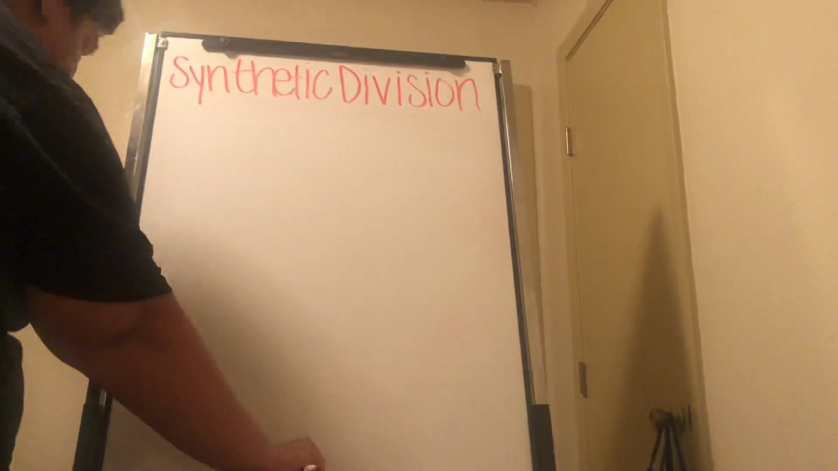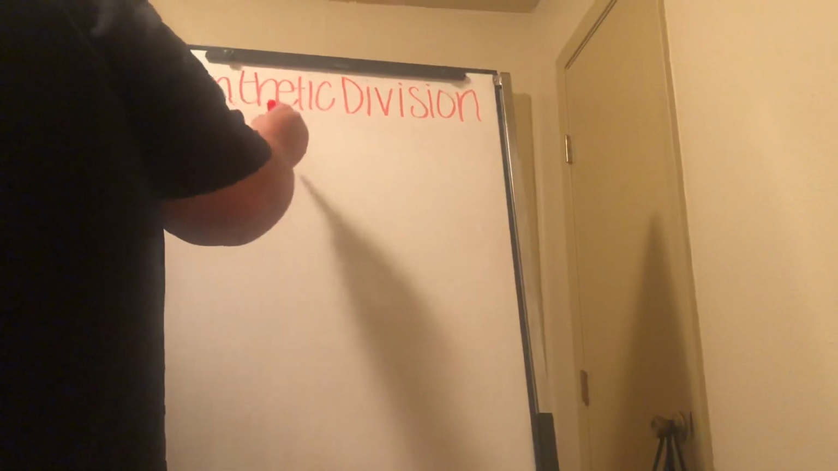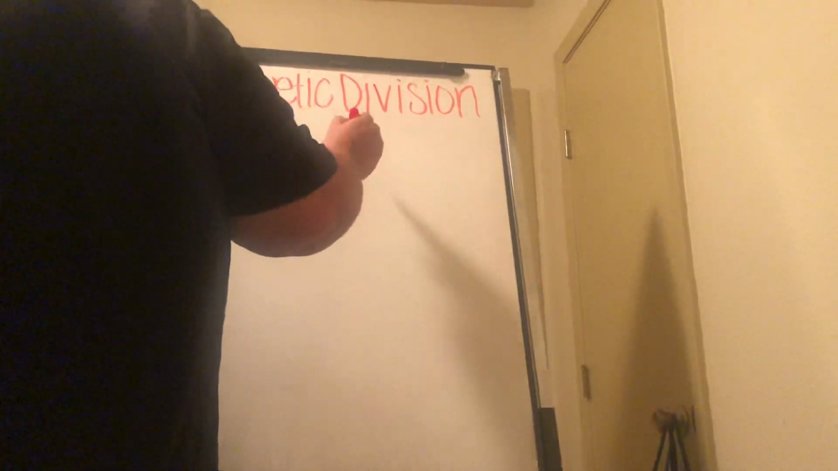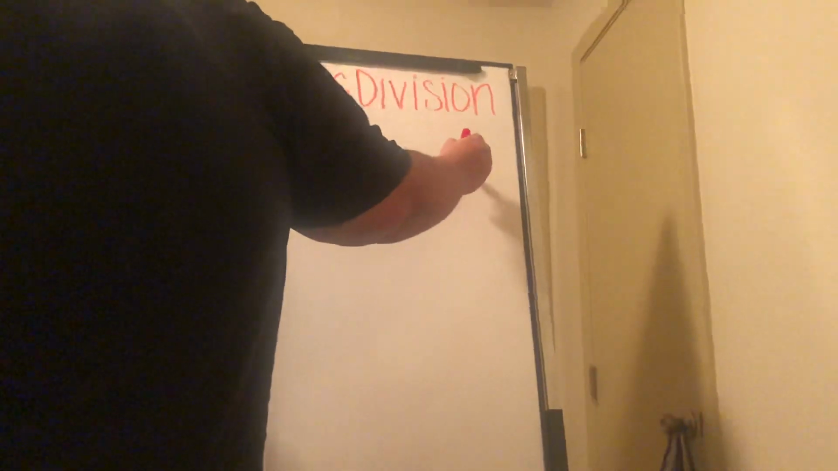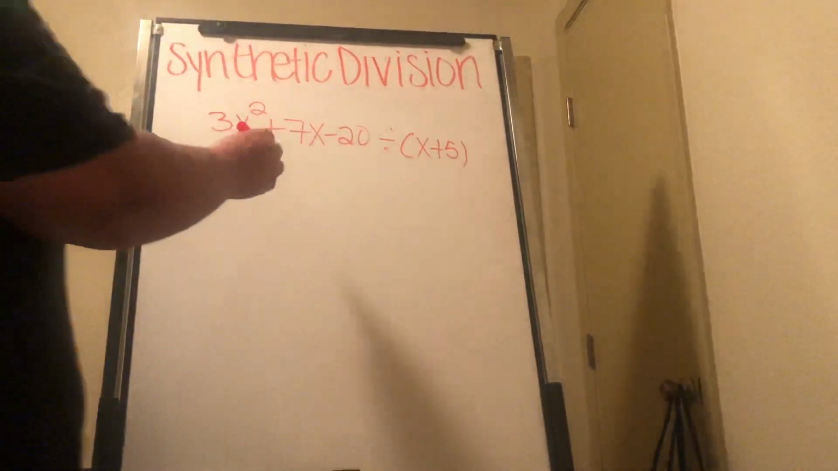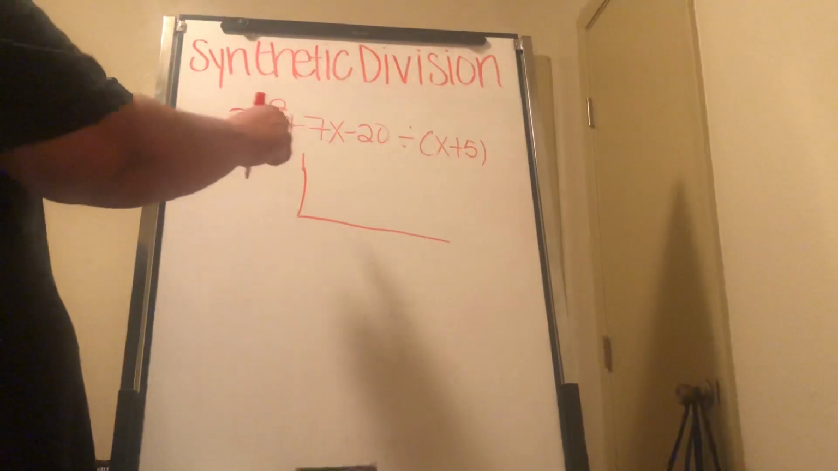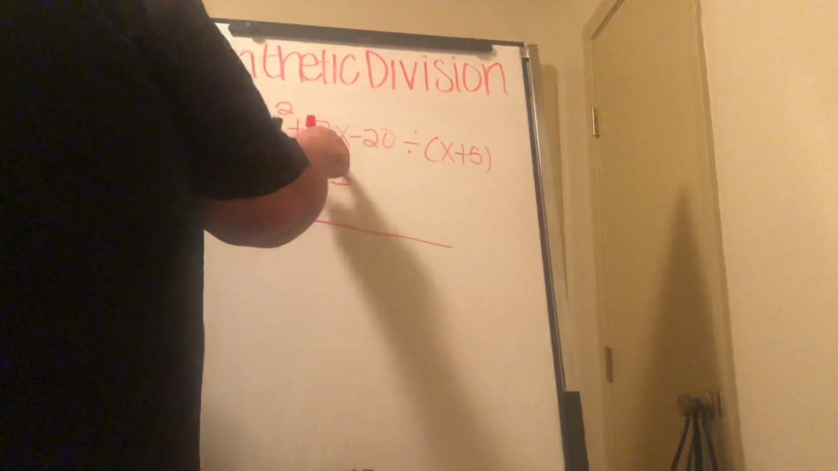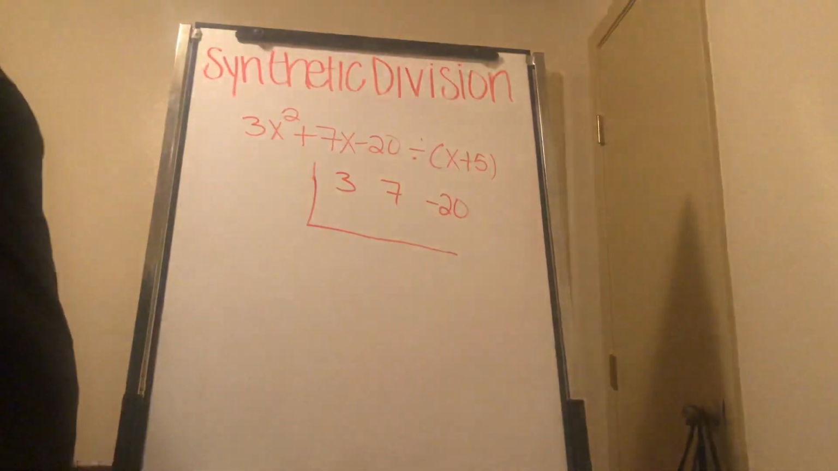On example problem number 3, you have 3x squared plus 7x minus 20, and all that is being divided by x plus 5. Ooh, let's see if this is a big problem. First thing, let's start writing out our coefficients. I'm going to draw out my division, and let's begin. First, the leading coefficient is 3. Next one is 7, and then minus 20, big number. It's all right, we can do some calculations.